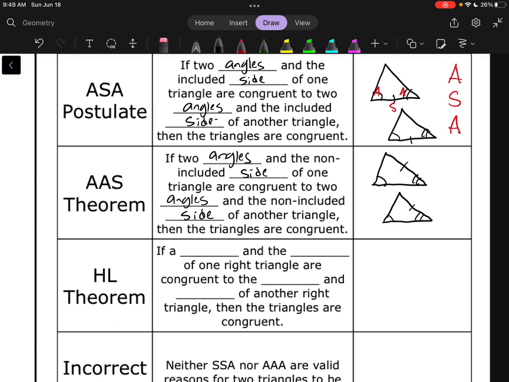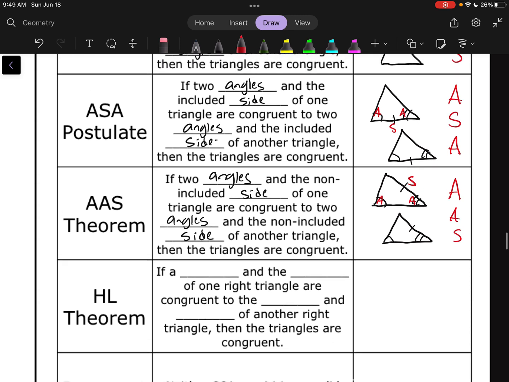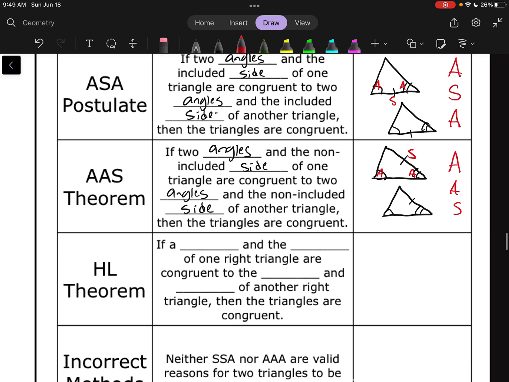And so you're going to notice that the way that I marked those has these 2 angles and the side that's not directly in between them. That's the meaning of non-included. So this one looks very similar to the last one. It's just that the side is not directly in between the 2 angles.